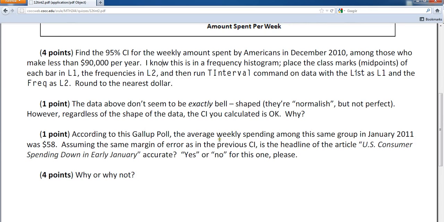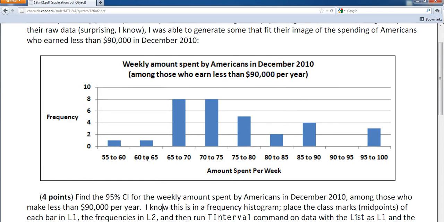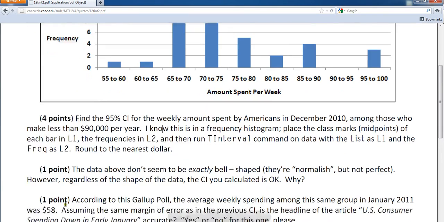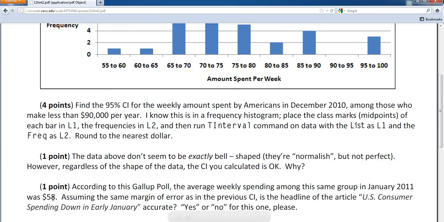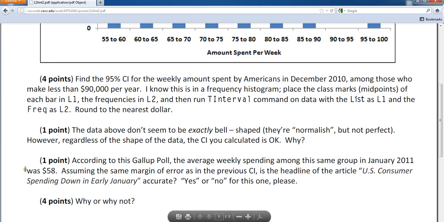According to this Gallup poll, the average weekly spending among the same group in January 2011 was $58. Is the headline accurate? U.S. consumer spending down in early January. Well, yeah, I think it is, because $58 is going to have a margin of error as well. So the answer is yes. Why or why not? Because if you take the $58 and apply a margin of error, what margin of error to use? Why not just use the $4 from the previous one? Even if you add $4 to 58, it's 62.